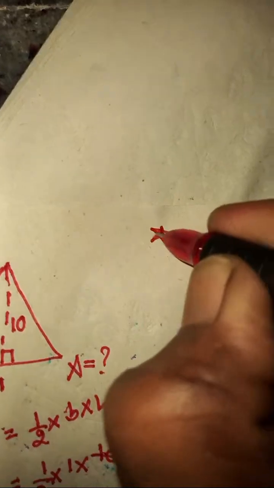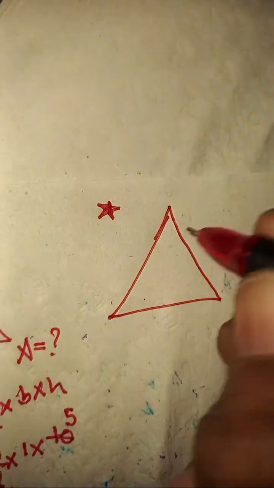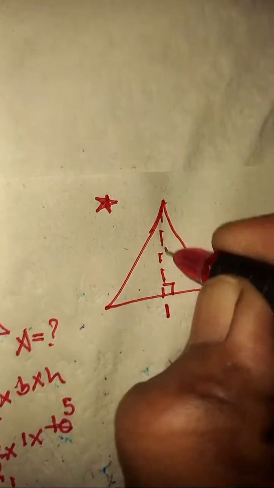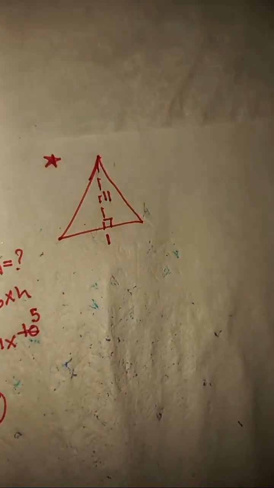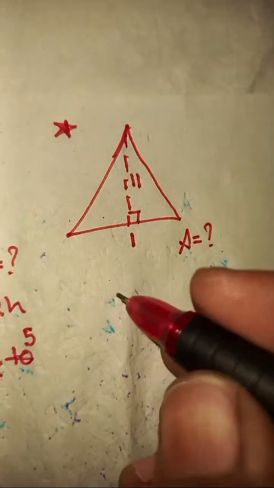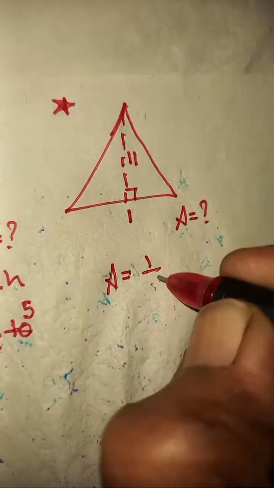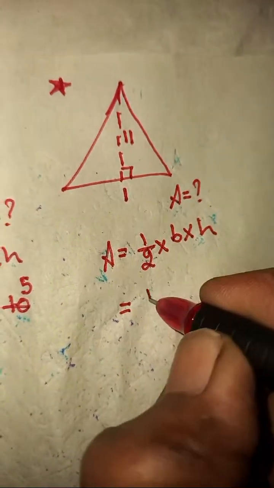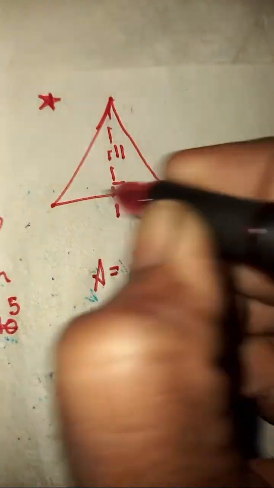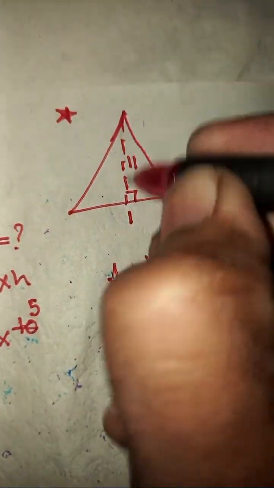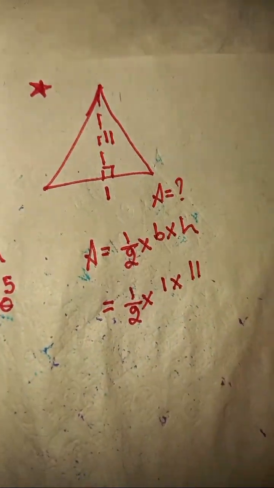Now take another triangle. In this triangle they have given the base length as 1 unit and the perpendicular height as 11 units. Here also the same thing. They are asking for the area, and you can do area equal to half times base times perpendicular height. Here the same thing, half times this base, which is 1 unit, times this perpendicular height, which is 11 units.